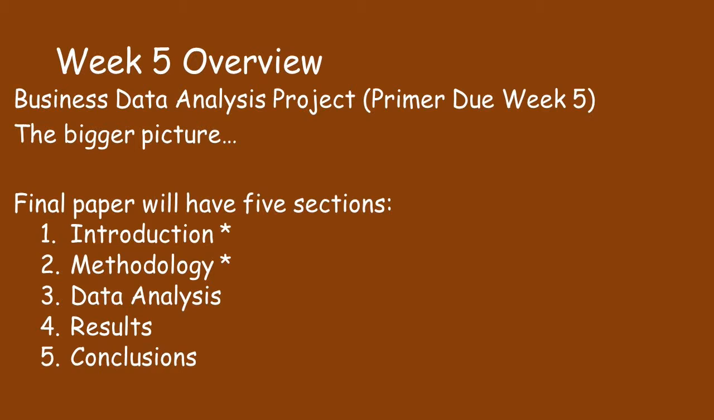Your final paper will have 5 sections that are shown here: the introduction, the methodology, the data analysis, the results, and the conclusions. Sections 1 and 2 should look very familiar because they're going to be basically the primer that you're turning in this week. You can rewrite that primer from this week so that you're not starting all the way from scratch when you write the final paper. Basically, sections 1 and 2 are already done.